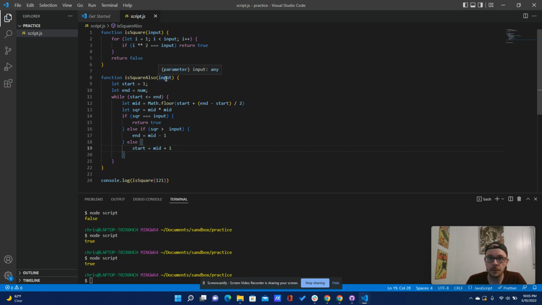Let's say we've got an input of 50. The input of 50 is going to find the midpoint of 25. 25 times 25 is not going to equal the input. In fact, it's going to be greater than the input. So the square is going to be greater than the input. That means we need to tick down a bit.